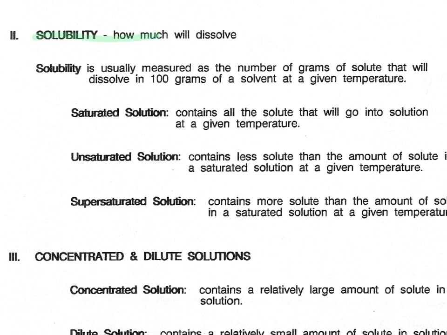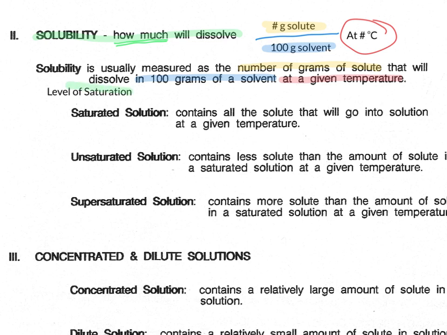Solubility looks at how much will dissolve. This is defined as the number of grams of solute that will dissolve in 100 grams of solvent at a specific temperature. That means that when you are provided a solubility, you will be given the number of grams of solute in 100 grams of solvent, and you will be told the temperature.